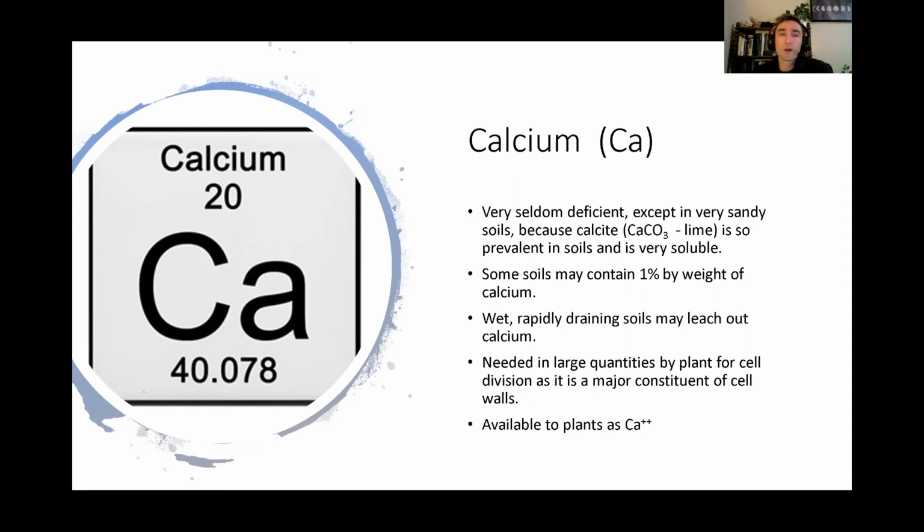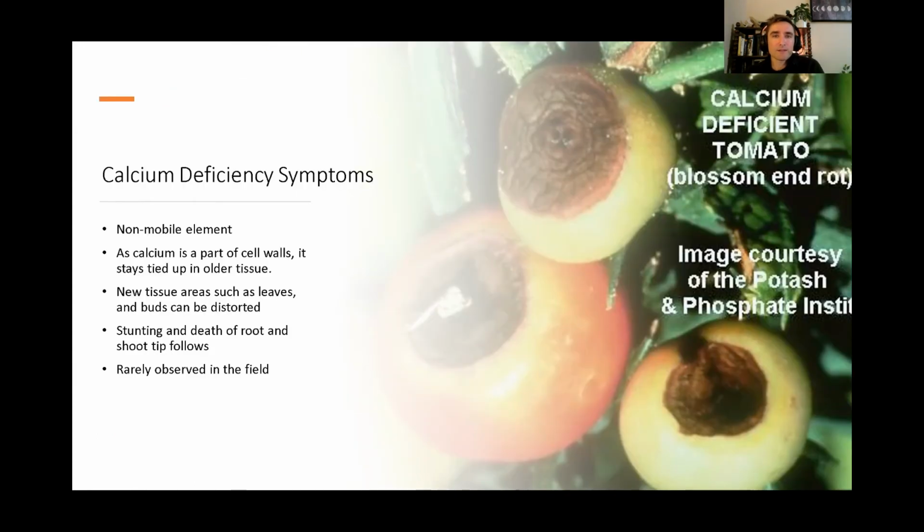Calcium is needed in large quantities because it's a major constituent of the cell walls. The cell walls themselves are made up of calcium. Now, calcium is the first one we'll discuss that is a non-mobile element. Non-mobile because it is already built into the cell walls of the plant. And so the plant does not have the ability to move the cell walls. Those are rigid and those are in place. And so calcium will stay tied up in older tissue.